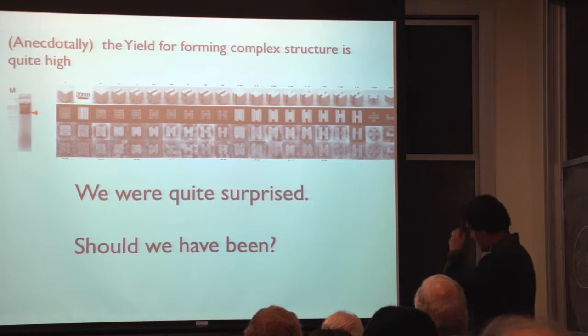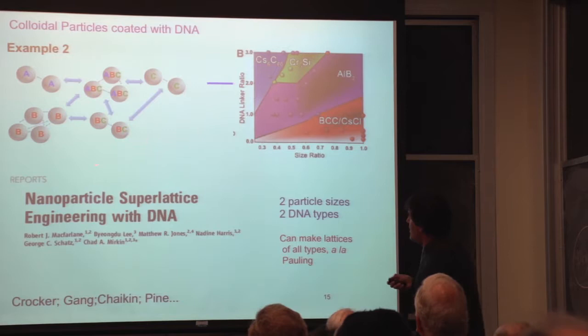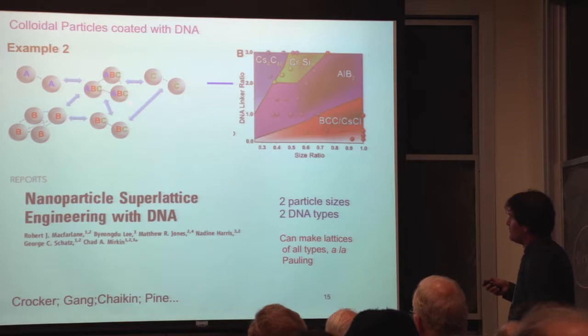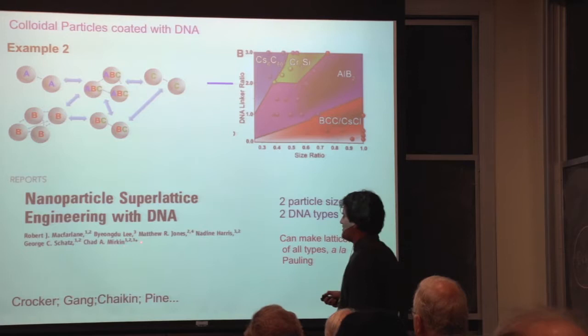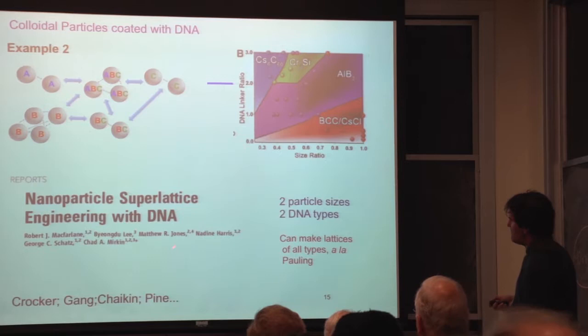Another set of examples, which is different and really comes from material science, is the example of DNA-coded colloids. This is something that Paul and his colleagues at NYU have been really pioneering over the last years. The field more or less started, Paul can correct me, by Chad Merkin, who was coding nanoparticles with DNA. This is a recent paper that they wrote, which shows where they are. What they did was take small particles and coat them with DNA strands.